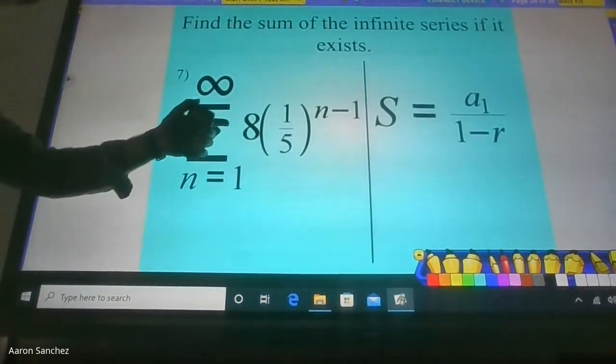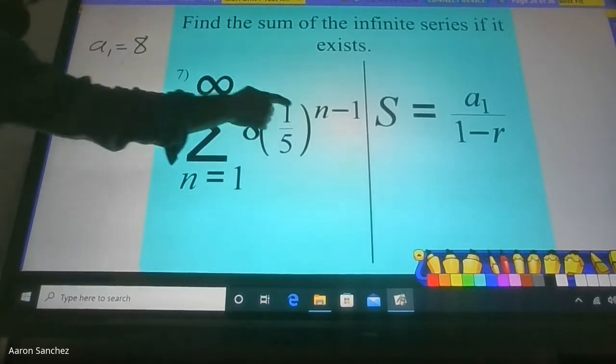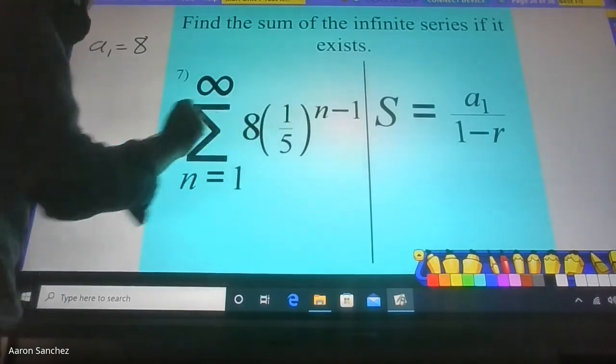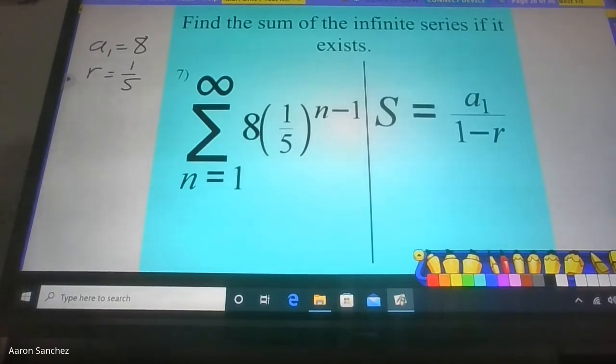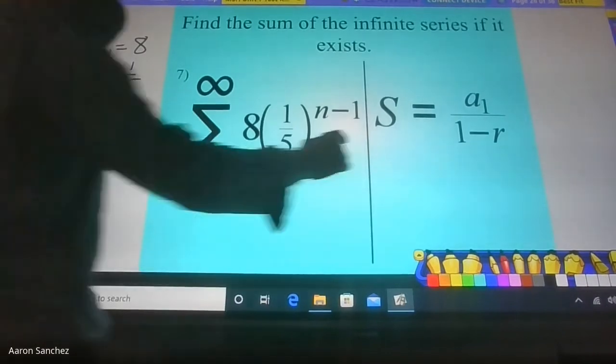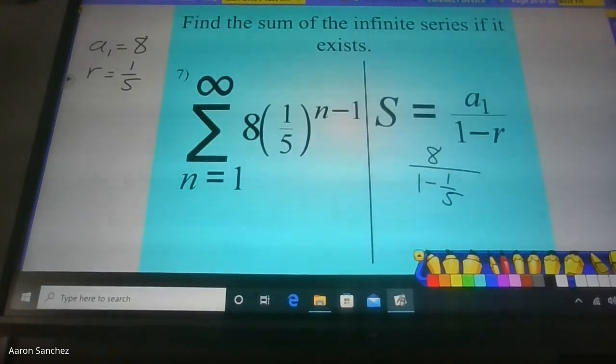This is the a sub 1, right? The 8. So a sub 1, which we determined before, equals 8. Plug in 1 if you don't know. 1 minus 1 is 0. That becomes 1. And what's the r? 1/5. This one's actually easier, I think, than the one we did before. So a sub 1 is 8 over 1 minus 1/5.